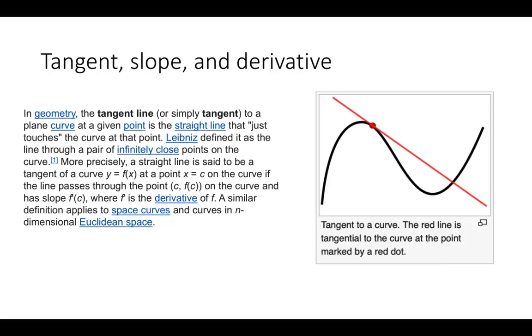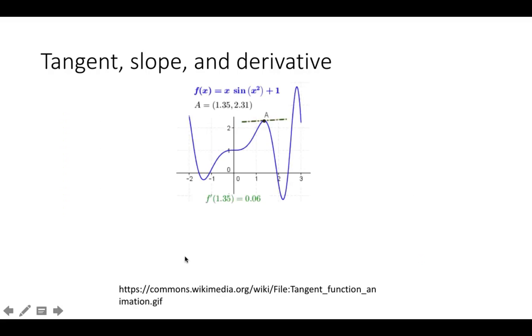Mathematicians would talk about this being the line between an infinitely close pair of points on the curve, where the space between the points approaches zero in the limit. So that's the tangent to a curve. Now here's just an illustration, a video. You can see what happens as we move along the curve at different points. What happens to the slope of that tangent line?